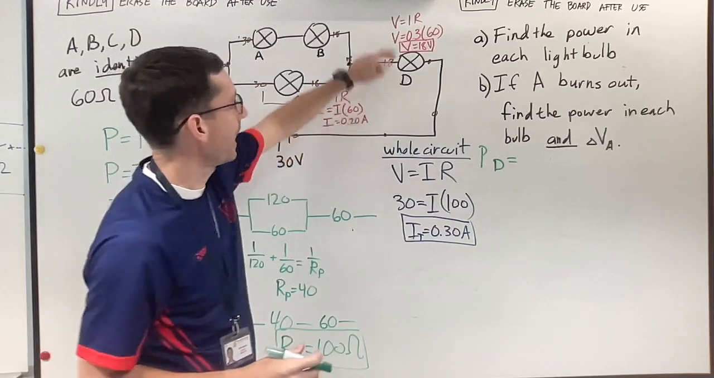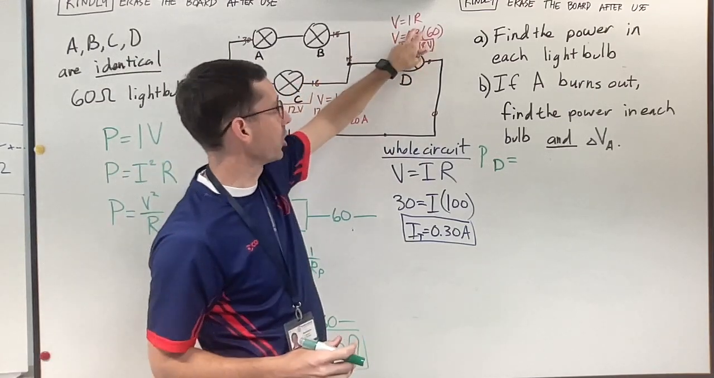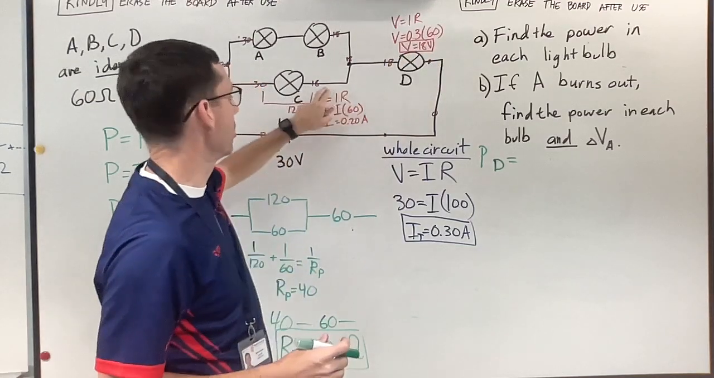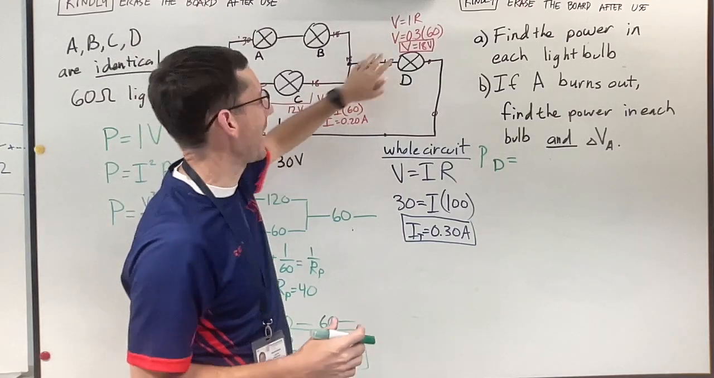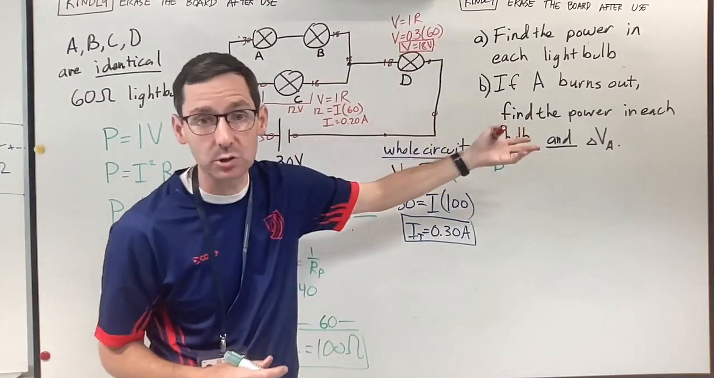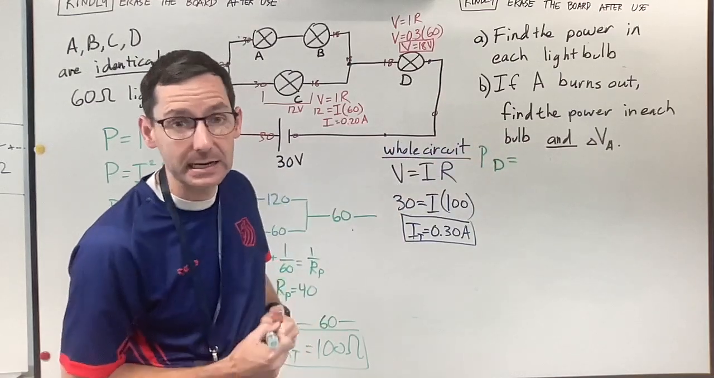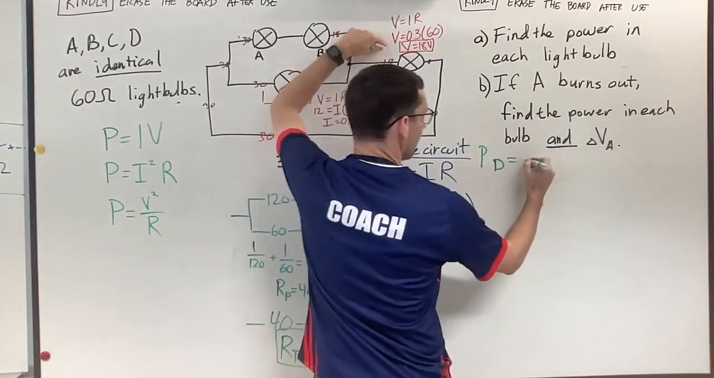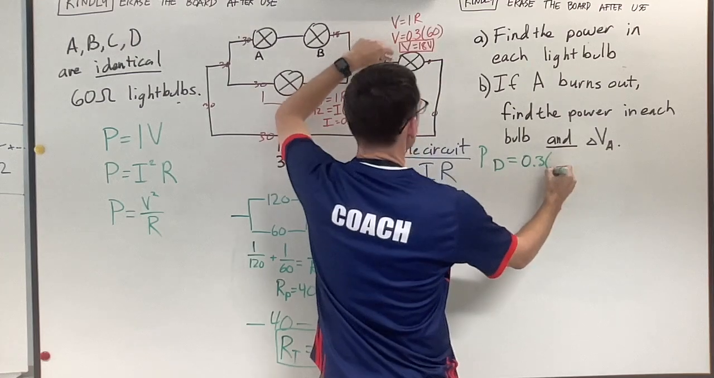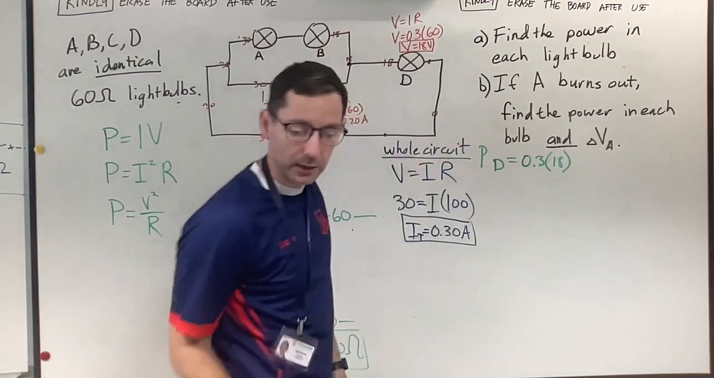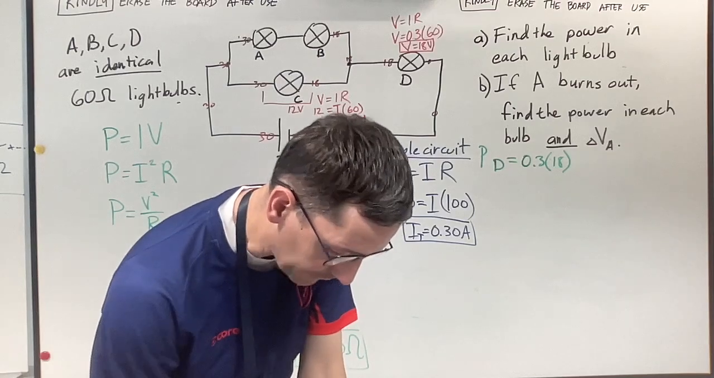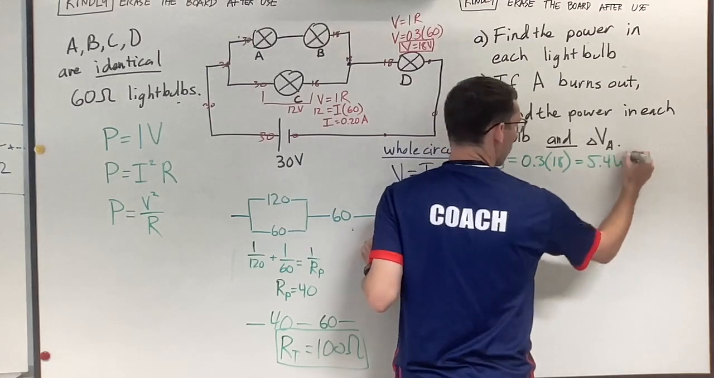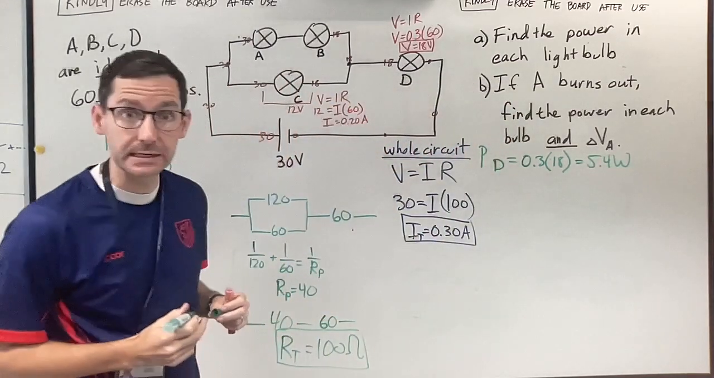So for D, I have the potential difference, and I have the current, and I have the resistance. Now I needed to get this so that I would know the potential difference here. So I had to do that, but I can actually use any of those equations to solve for the power in D. Now I'm going to use the easiest one, which is P equals IV. So I'm going to take the current through there, which is 0.3, times the voltage, which is 18. So 0.3 times 18, and I get 5.4 watts. So that's the power in D.